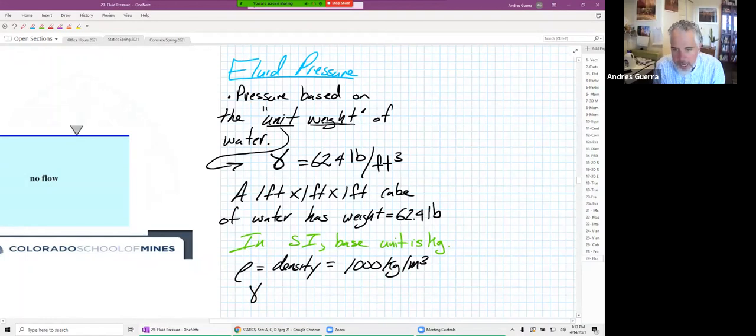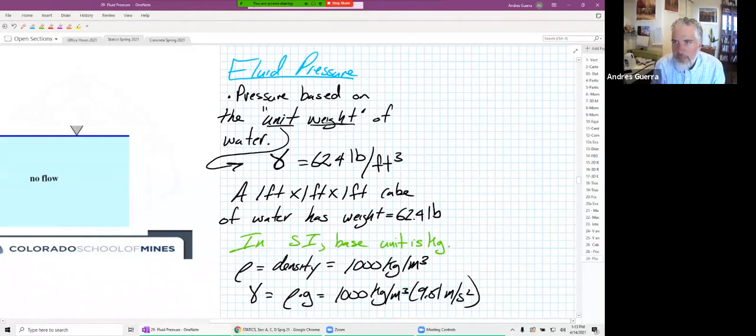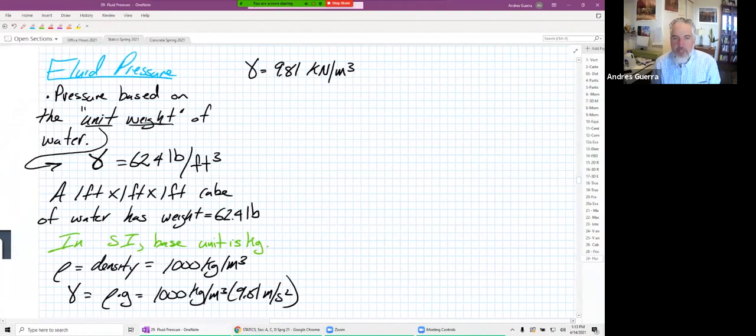We can still calculate gamma in SI units. It would be rho times G. So 1,000 kilograms per cubic meter times 9.81 meters per second squared. That means our gamma is going to be 9.81 kilonewtons per cubic meter. So we still have a gamma, but remember that in SI, our base unit is kilograms, is mass. And so we start with the density, while in US customary, our base unit is pounds. And so we don't really think about the density of water.